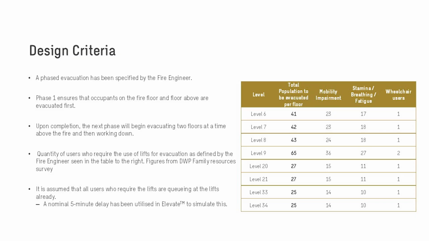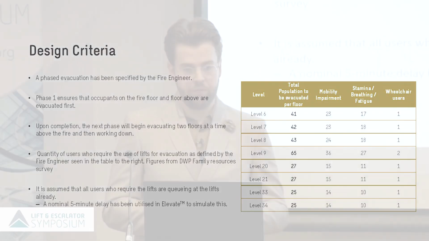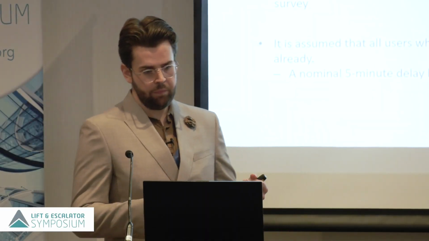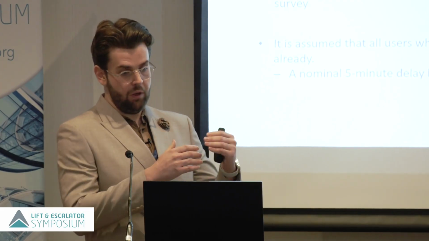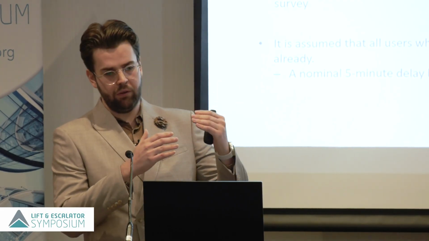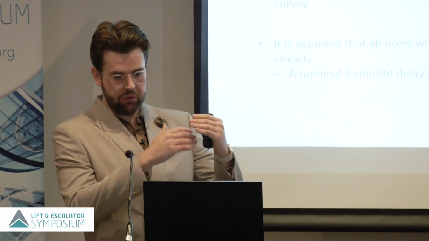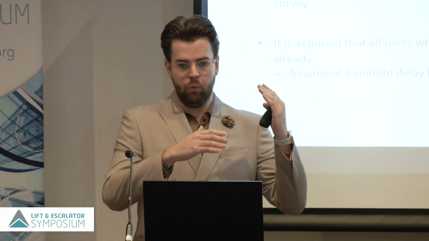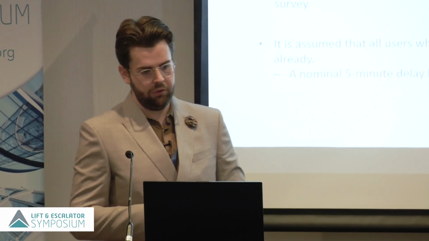So the design criteria. We're assessing a phased evacuation as specified by the fire engineer. Phase 1 ensures that the fire floor and the floor directly above are evacuated first. Then upon completion, we will evacuate the rest of the building above the fire floors, 2 floors at a time. And then once the top of the building is evacuated, we will sequentially work down 2 floors at a time.